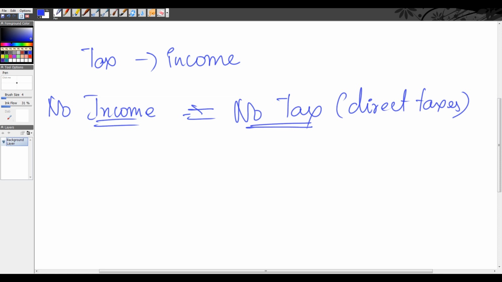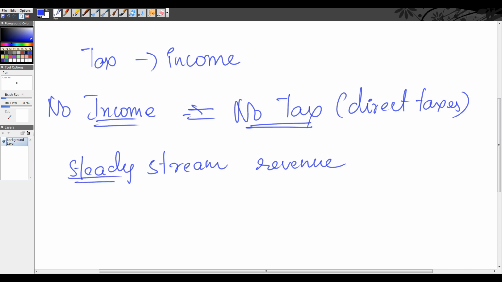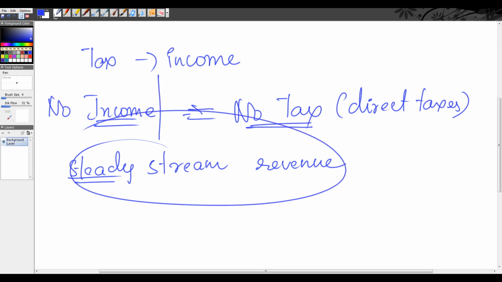Let's say, then what is this income? Income is nothing but any steady stream of revenue. Sometimes it could be a one-off payment as well. But generally when we refer to income, it is a steady stream of revenue for a person. On that steady stream of revenue, one would be required to pay tax. Therefore, unless a person earns income, there is no question of payment of taxes.